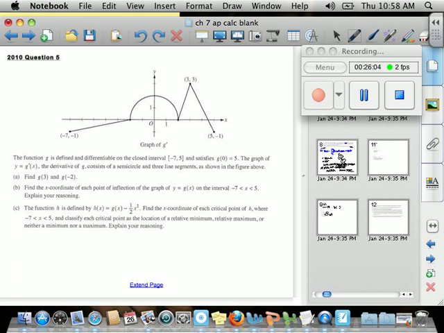Do you have time to start this one? Did you guys get out at exactly the hour? Is that right? Okay. So let's start this one.